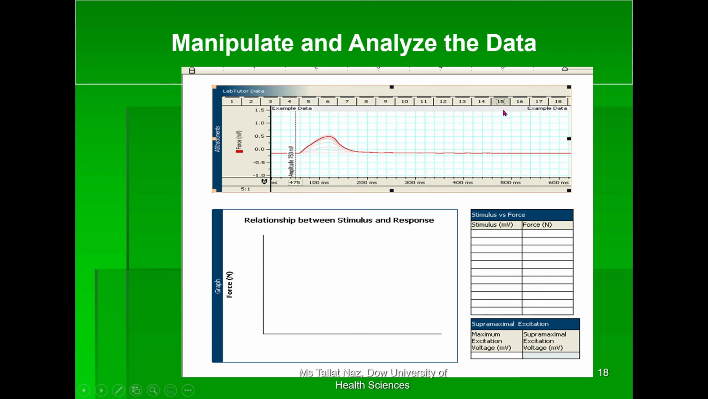Every time, after recording, we go to the next page where we have the analysis page. On the analysis page, we can measure this force and insert it into these columns: stimulation, how much voltage you are giving, and the force of contraction that is produced. So in this way, when you insert these values, automatically a graph will appear that shows you that as you increase the stimulation, the force of contraction will also increase.